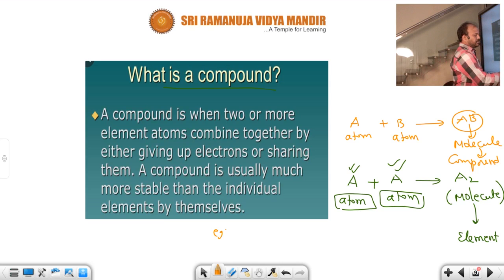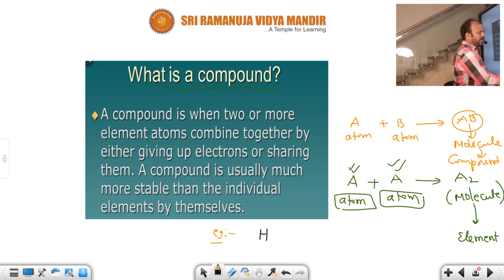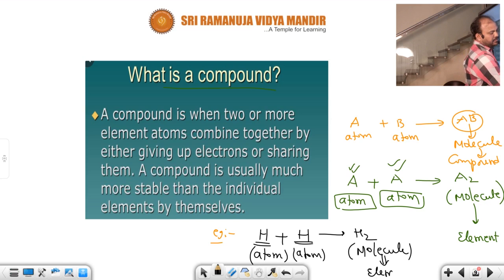For your sake, I take an example. Here, hydrogen atoms combine with each other. Both are identical atoms or not? Hydrogen atoms combine with each other to form an H2 molecule. Am I correct or not? The H2 molecule is formed by the combination of identical atoms or same atoms. That's why it is said to be an element.